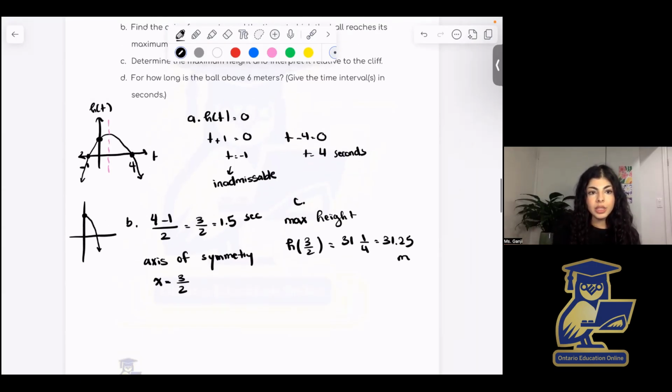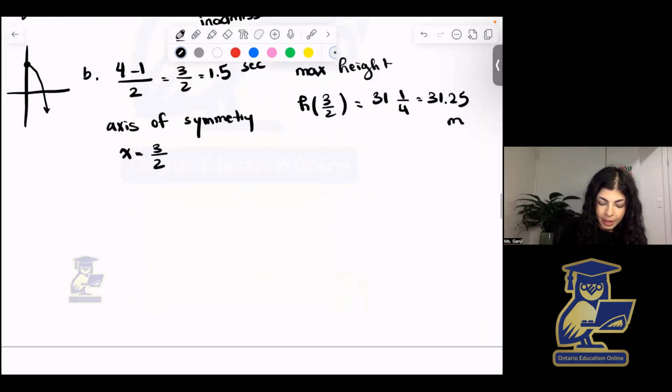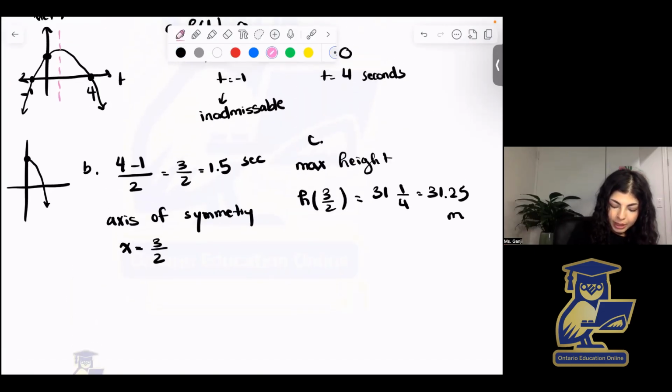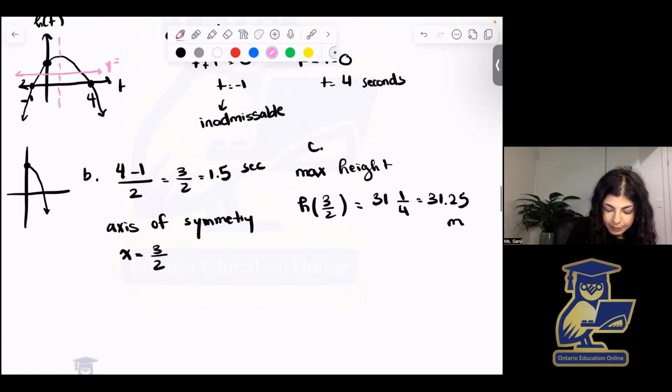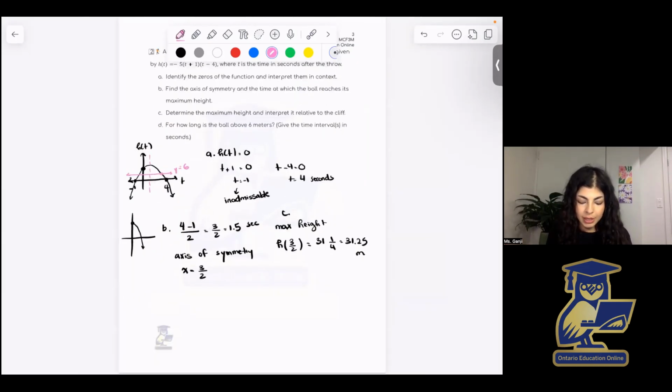And our last question here, for how long is the ball above 6 meters? So for this, we want to essentially find the point of interception with the line y equals 6. And we know then any time from the starting time until that height 6, the ball will be at a height that's above 6 meters.